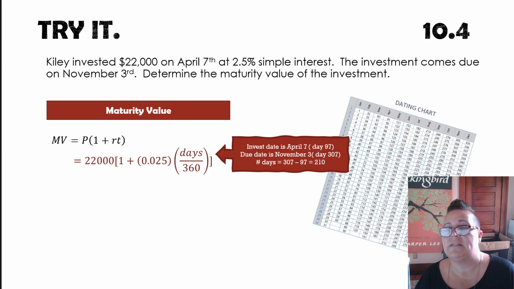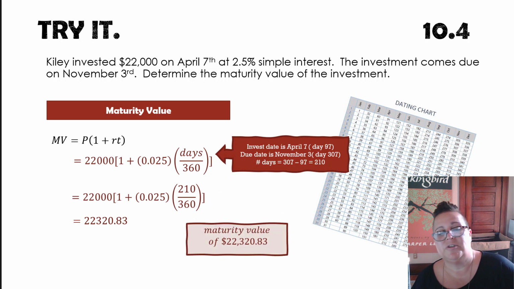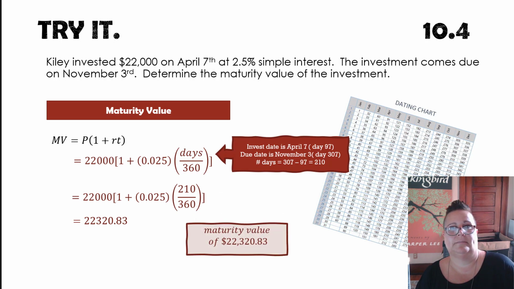Subtracting those, 307 minus 97, I get 210. So that will go where the word days is. 22,000 times 1 plus 0.025 times 210 over 360 gets me $22,320.83. So my maturity value is $22,320.83.